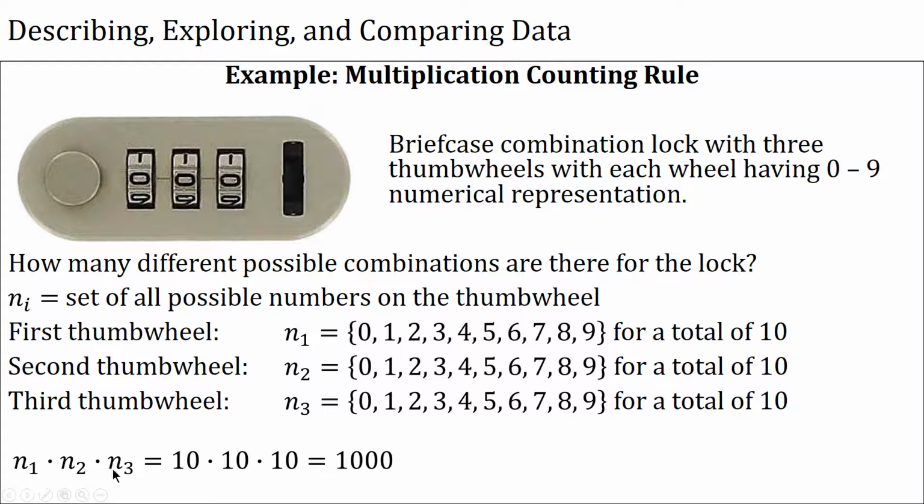And the basic formula I use, N sub 1 times N sub 2 times N sub 3, is simply 10 times 10 times 10, or 10 to the third, which equals 1,000. So 1,000 different possibilities to make a combination for just this basic thumb wheel. Alright, so let's work a problem using the multiplication counting rule.